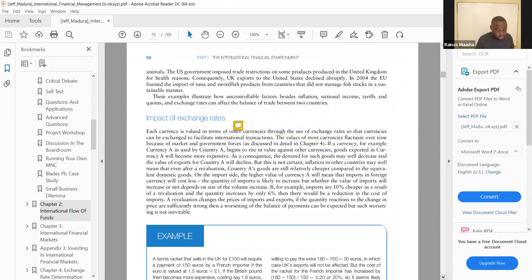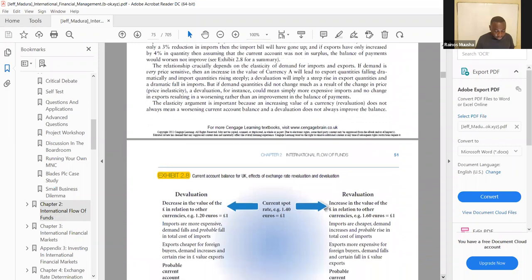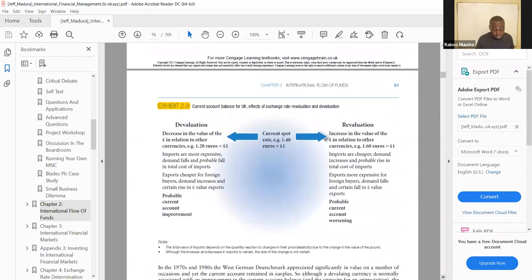On the next section, we look at the impact of exchange rates. The impact of exchange rates is summarized on this exhibit, which looks at the impact of exchange rates from the UK's perspective. Exhibit 2.8 gives us the current account balance for the UK. The effects of exchange rates are revaluation and devaluation. Initially, we look at a situation where the current spot exchange rate is 1.4 euros equal to 1 British pound.